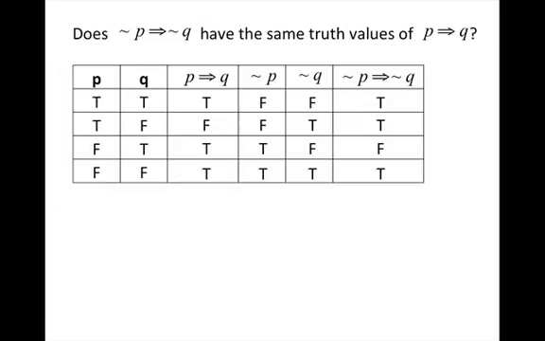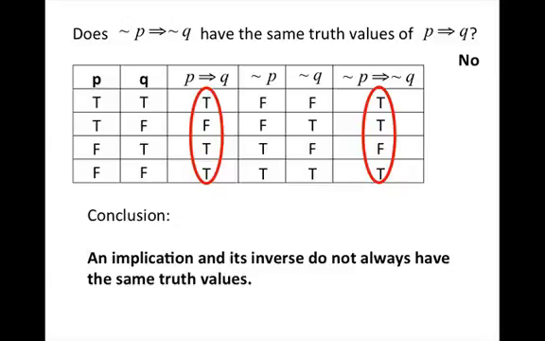So now I go back to the question, does the inverse, not P implies not Q, have the same truth value as my implication, P implies Q? So if I compare those two columns, they are not the same. So my answer is no.